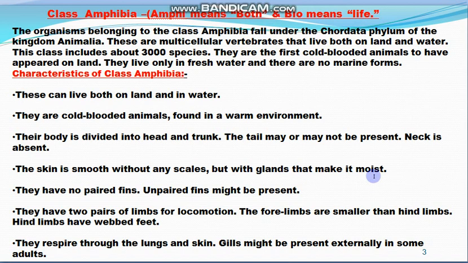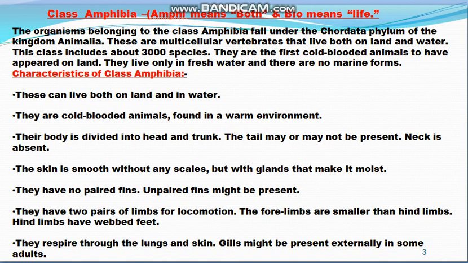Frog is an amphibian. They have no paired fins, and unpaired fins may be present in some cases, and they have two pairs of limbs for locomotion. The forelimbs are smaller than the hind limbs. The hind limbs are larger and longer, and they have webbed feet, that is, they have web in their feet. So this is about the limbs.